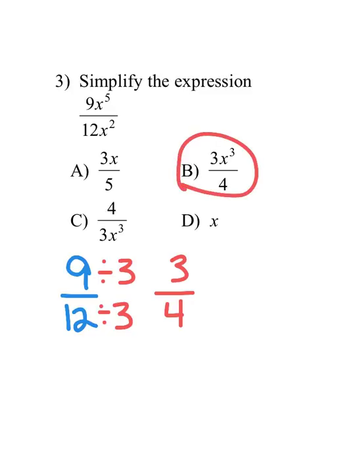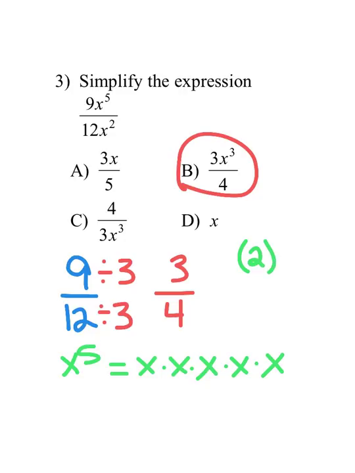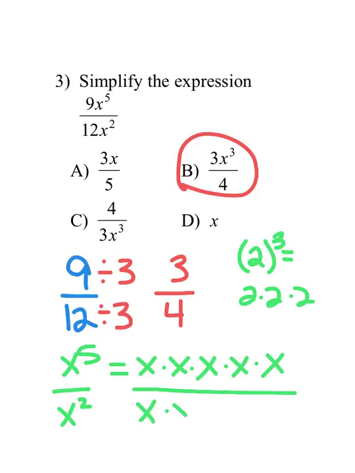But let's talk about those x's. If I have x to the 5th, that is really the same thing as x times x times x times x times x. There's 5 x's there. I know that because of the simple example, if you had 2 to the 3rd power, that's the same thing as 2 times 2 times 2. So same concept here, except we're dealing with x's. And on the denominator, I have x squared. That would be the same thing as x times x.